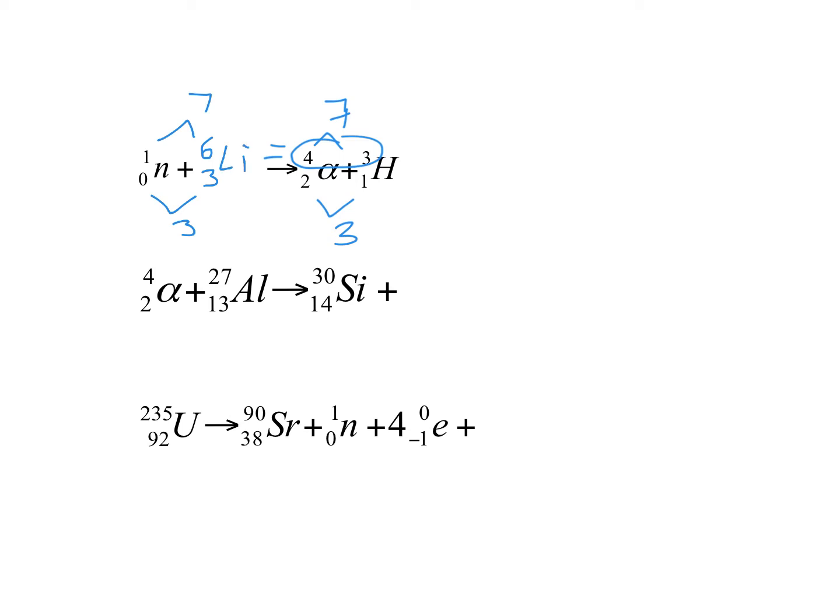Here, this next example, start with the top. 4 plus 27 is 31. And you don't have to write this out, I'm just giving you the example. So what number plus 30 is 31? It's a 1. On the bottom, you have 2 plus 13 is 15. So 14 plus 1 is also 15. And then what element gets a 1? It's hydrogen.